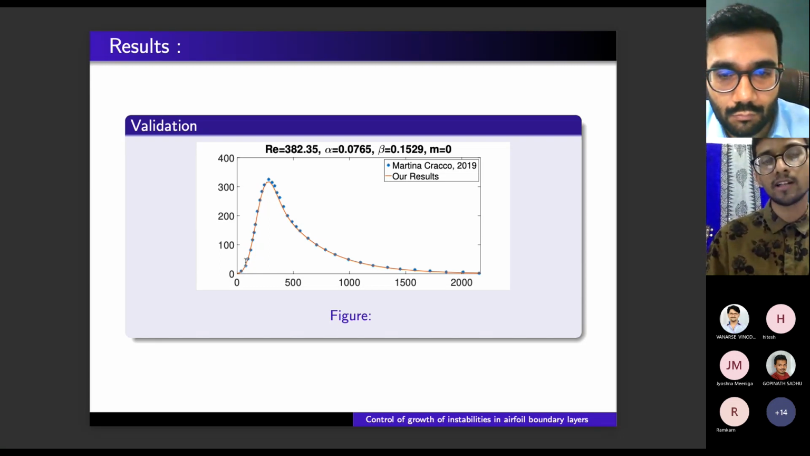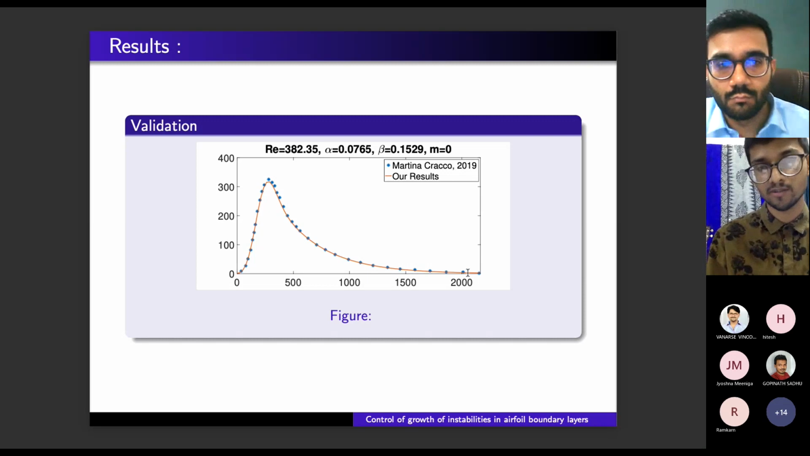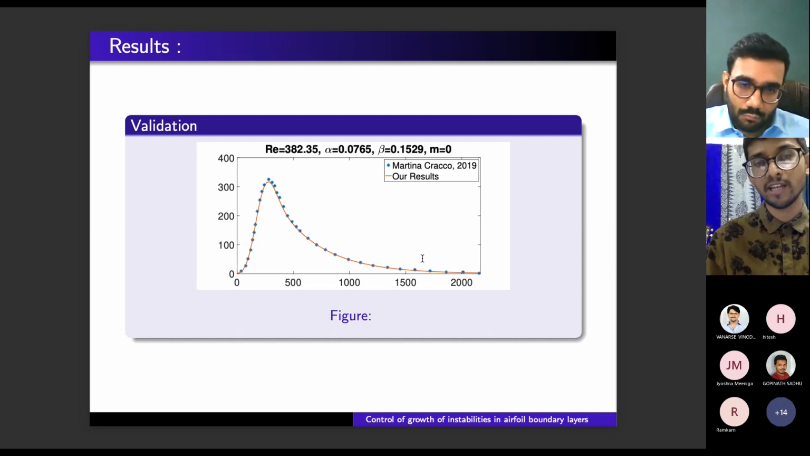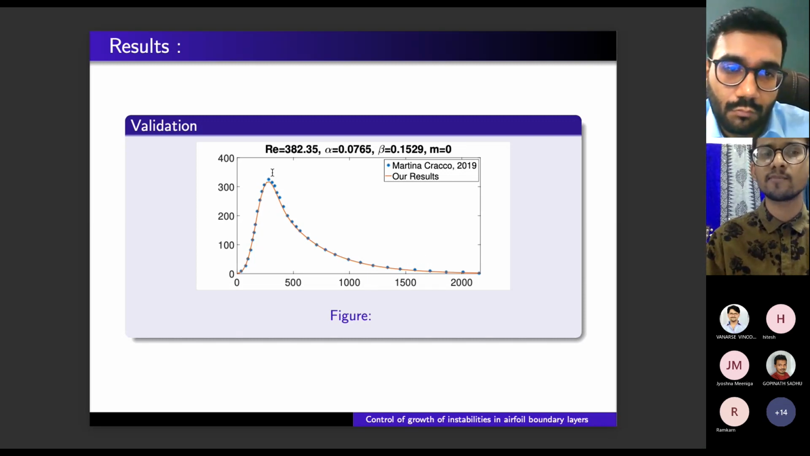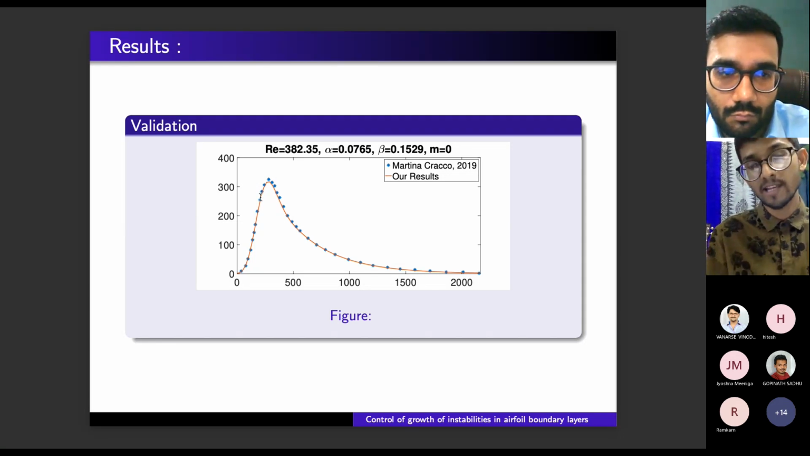So this is how the growth curve G(t) looks. Even though this flow is stable, there is initial growth of energy, and then finally the growth becomes zero and the perturbation decays down. But this growth is the most critical one because it can trigger the entire flow to go into an early transition, which is the bypass mechanism.